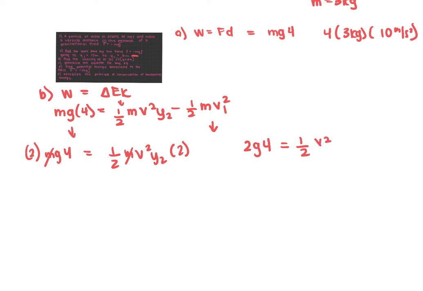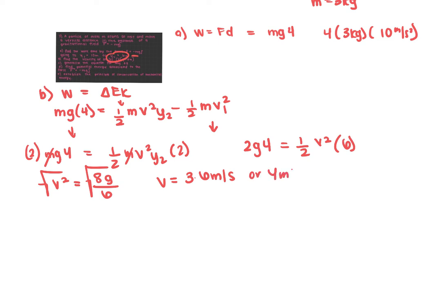v squared, and we know that y2 is 6 based on this. Further simplifying this problem, we are left with v squared equals 8g over 6. Now we have to find that square root. The square root of that is v equals 3.6 meters per second, or about 4 meters per second. And that is our answer for B.